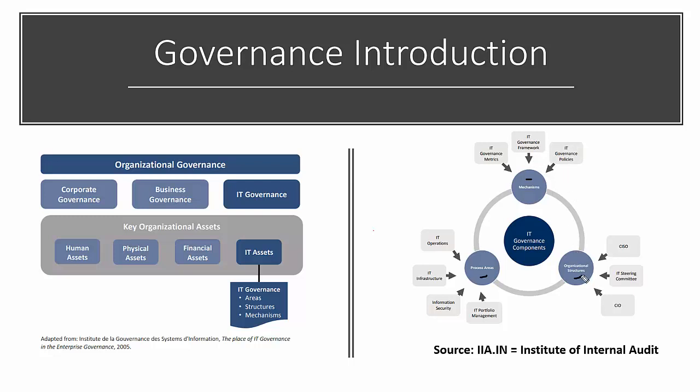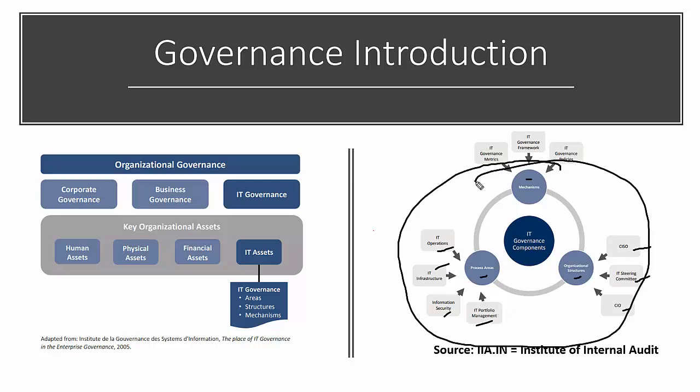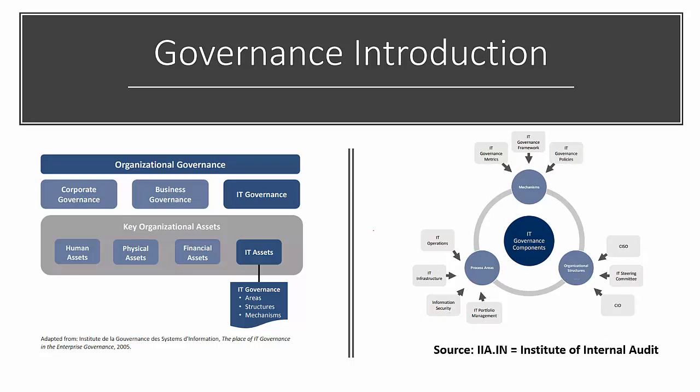Now, when you're talking about the organization structure, we have a CISO, we have an IT steering committee, we have a CIO who runs the show, and they basically introduce processes like IT operation, IT infrastructure, information security, and IT portfolio. From the audit perspective, we audit all these areas to make sure they are correlated with each other. Let me show you one documentation that gives you visibility. Just give me a second.